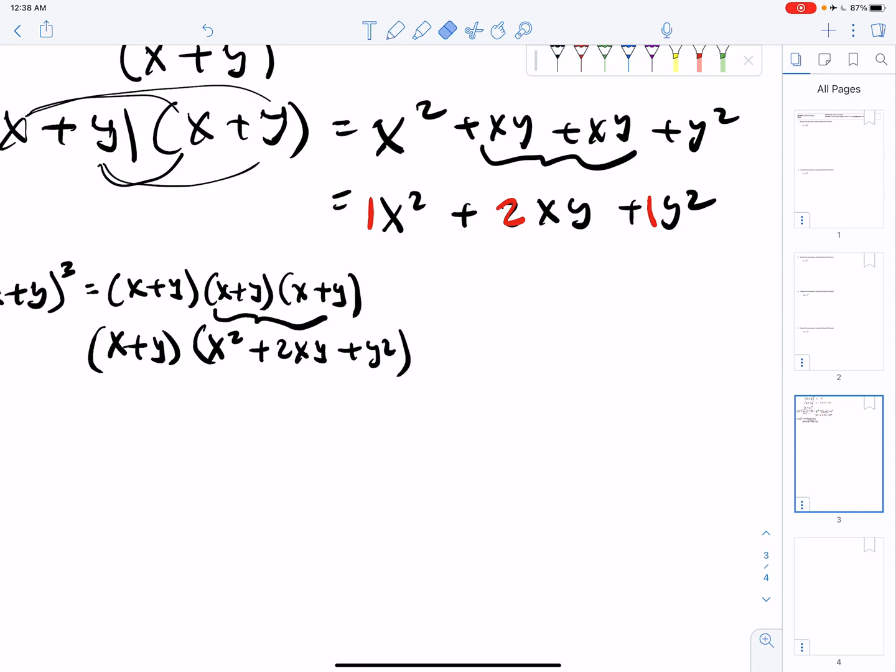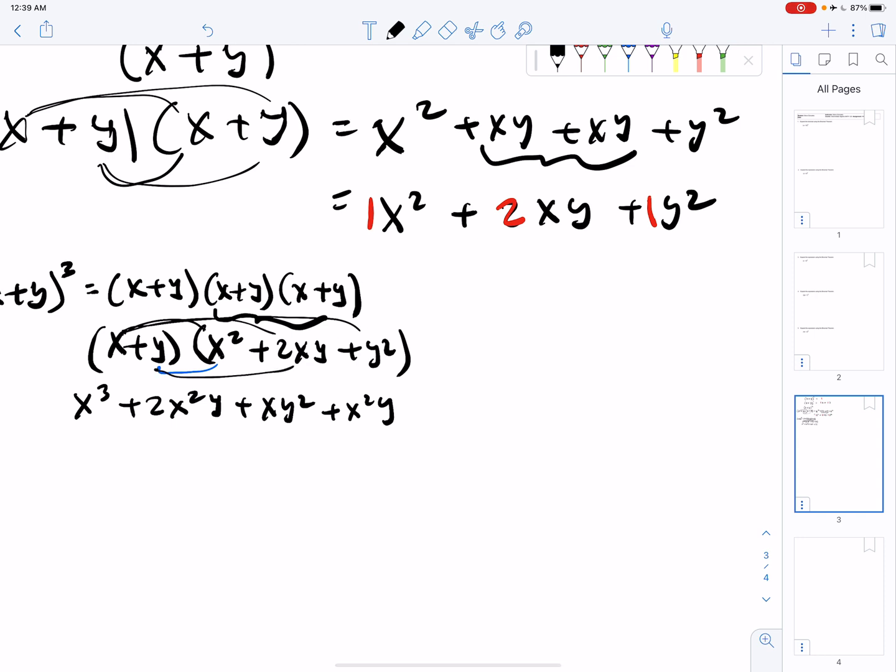As you notice, if we multiply this out, we're going to have x times x squared, which is x cubed. We're going to have x times 2xy, which is plus 2x squared y. And then we have x times y squared, which is plus xy squared. And then, of course, we continue with the distribution: y times x squared, which is x squared y, and y times 2xy, which is 2xy squared, and then y times y squared, which gives us y to the third power.